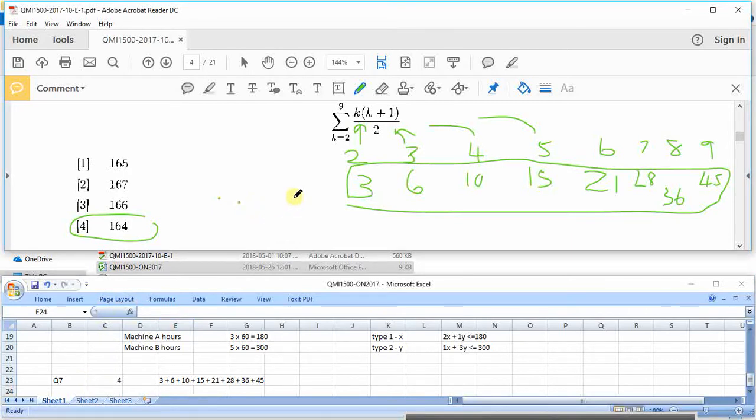Why do you start with 2? Because it's k equals 2 to k equals 9. They're saying if k had to equal those numbers and you had to sum up all of them, what would I get? Okay, cool.